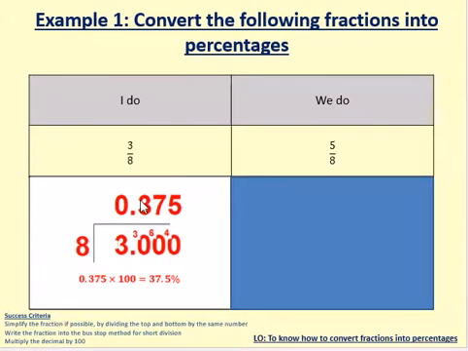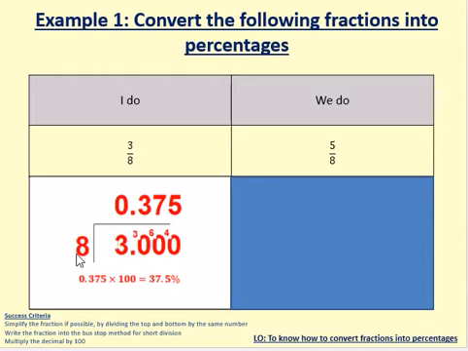So we use our bus stop to do this. Draw your bus stop, do a 3, and then put 0.0000. That doesn't change the value of the 3, it just makes our bus stop easier to do. So 3 is being divided by 8, so 3 goes under the bus stop, and 8 goes here to the left.